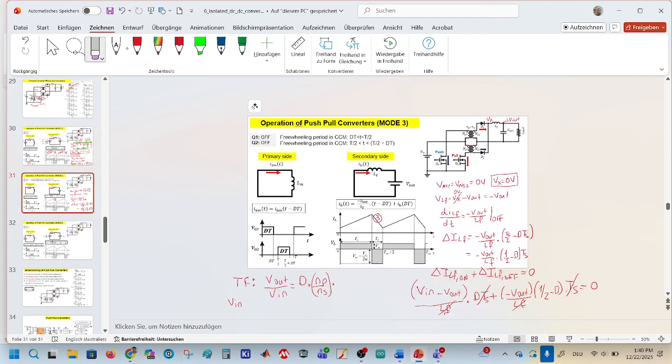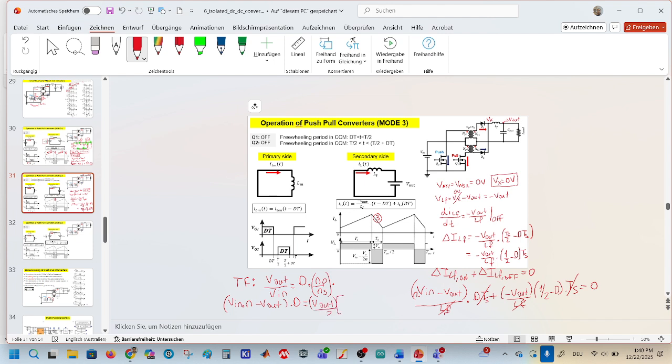But you don't warn me that I made a mistake here. N times V in, let's say N times V in minus output voltage times D is equal to, this is minus, we can transfer the output voltage to the other side as follows.